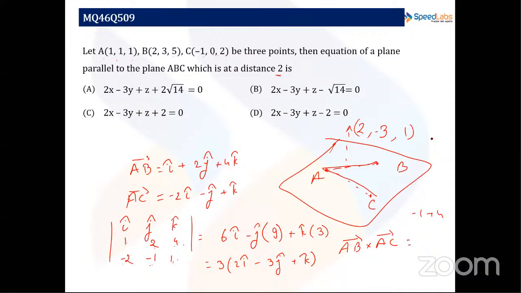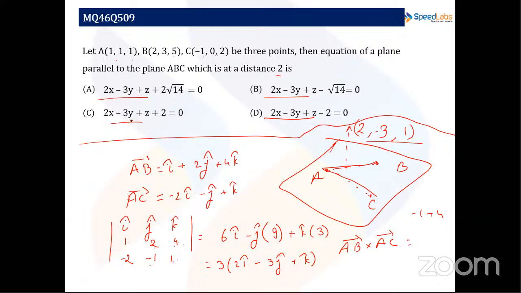So which planes are satisfying this condition? If you are going by options and don't want to solve it fully, just see that all four options satisfy these direction ratios. So this step is not needed then. We already know that one or more of the four will be the correct option. So the direction ratios of the perpendicular to the plane are 2, minus 3, and 1.